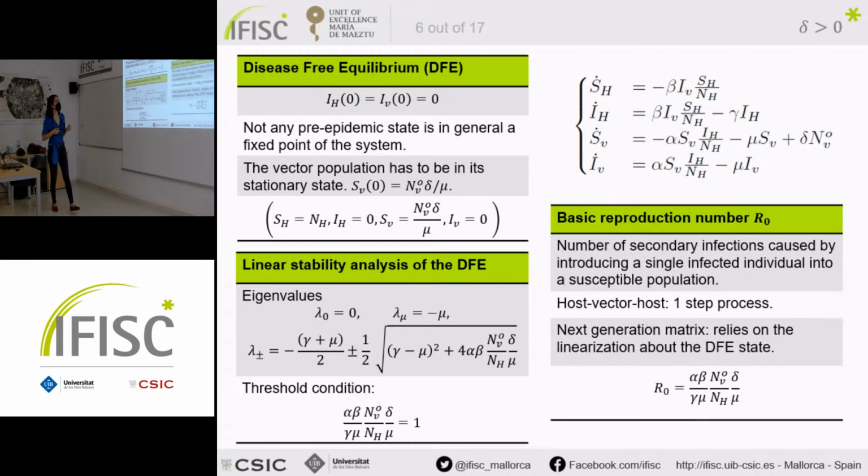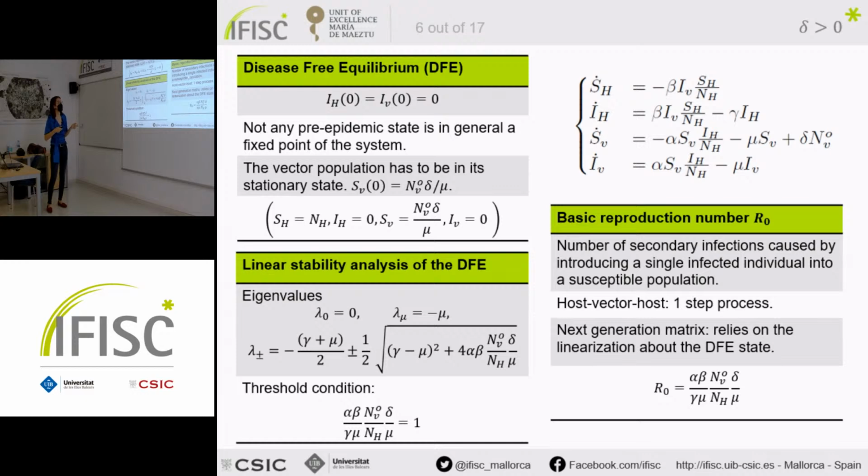So one parameter that is used to characterize, to quantify whether or not disease will spread into a population is usually the basic reproduction number, which is the number of secondary infections caused by introducing a single infected individual in a wholly susceptible population. But for vector-transmitted disease, we have to make an assumption about whether the transmission from host to vector to host is either a one or a two-step process.